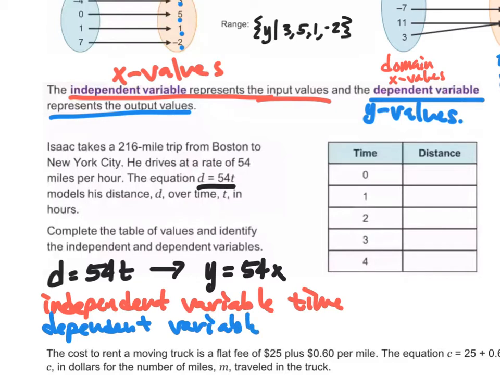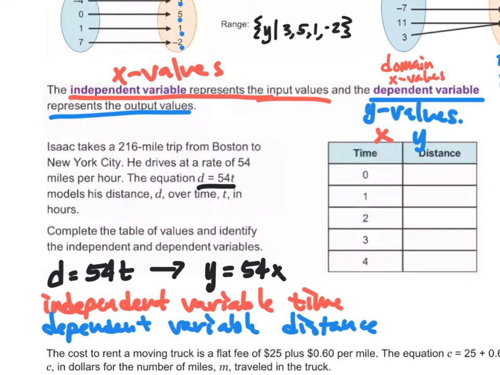is distance. Another way I could tell that is just by looking at this table. Usually you have x values in the left column, and y values in the right column. The key to algebra is your ability to look at a table and identify, these are x values, these are y values. So what we can do is fill this out.